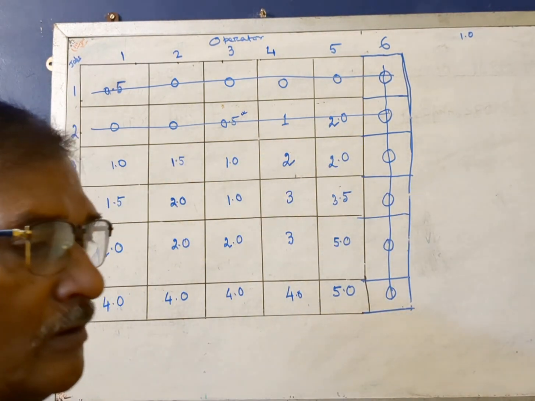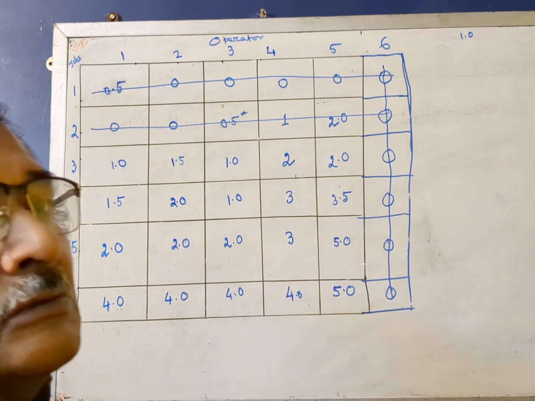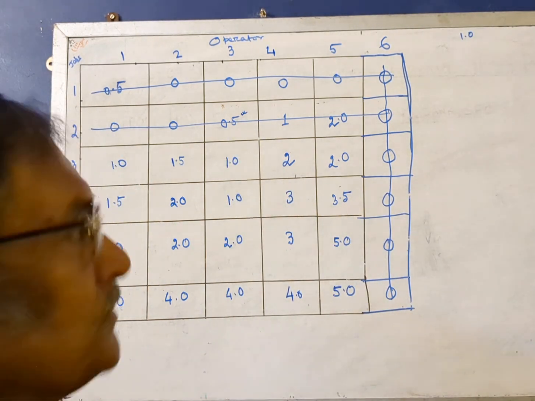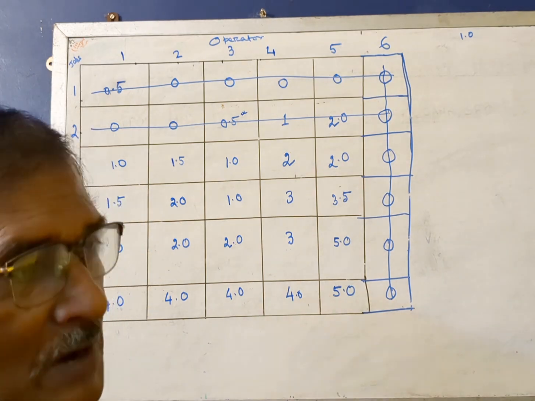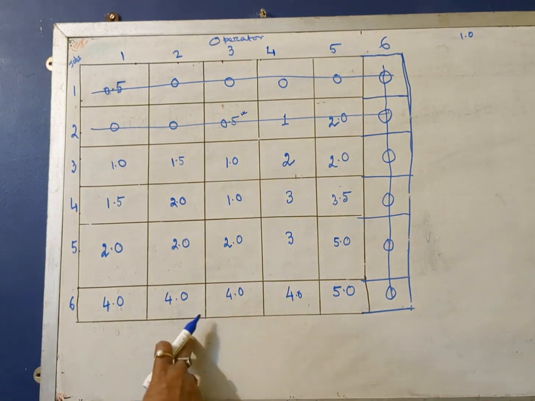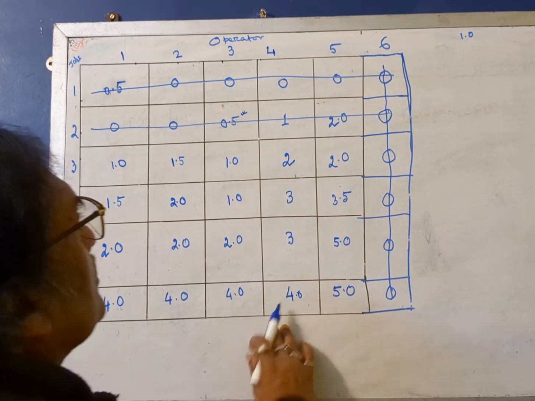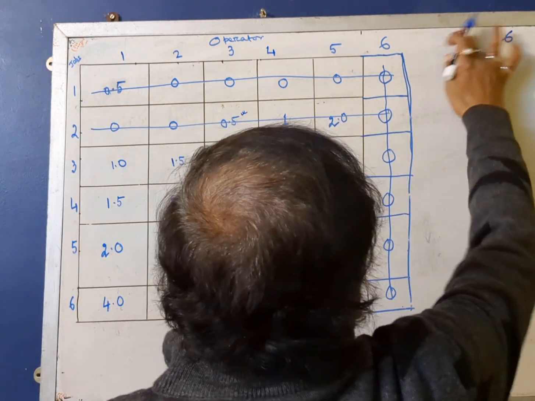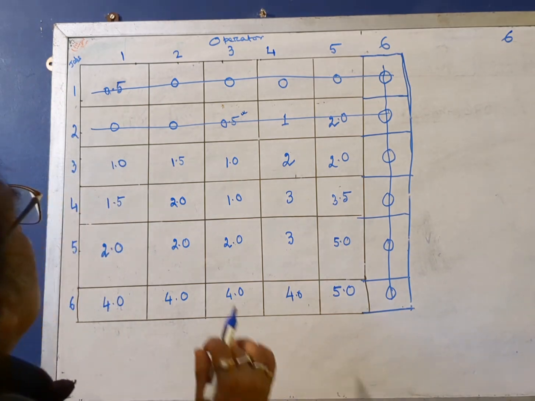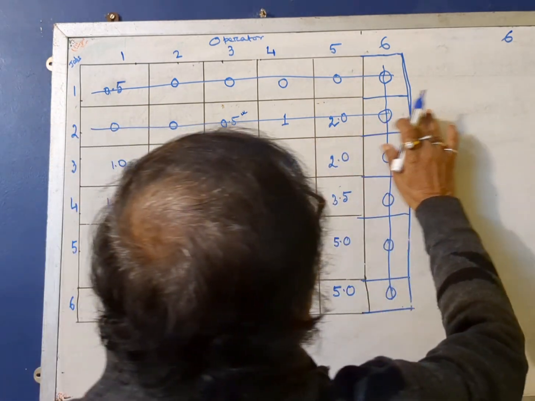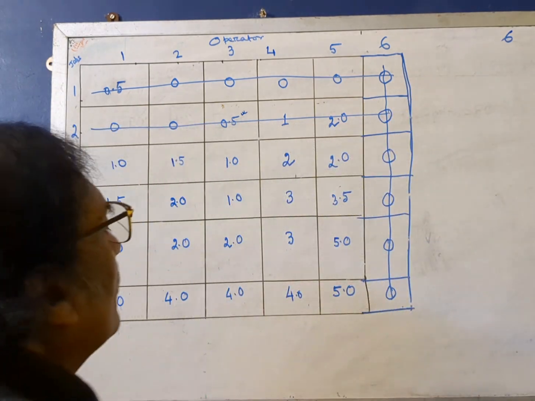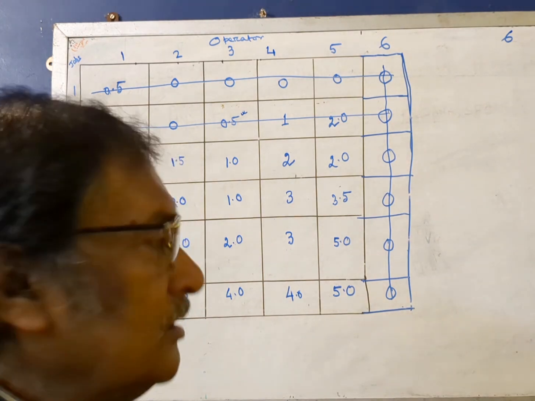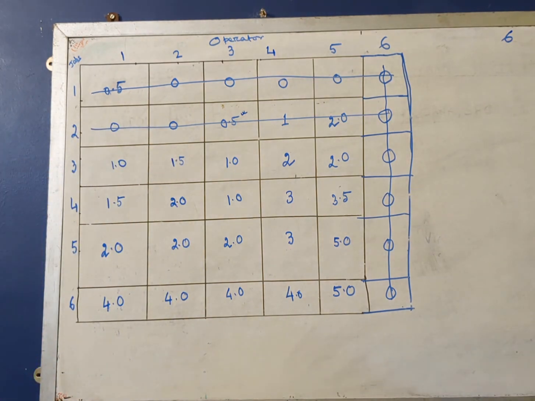The condition for optimum or minimization is that the number of lines must be equal to the order of the matrix. What is the order of the matrix in this case? In this case, the order of the matrix is 6, because 6 rows, 6 columns. But the number of lines required to cover all the zeros is 3. That means we have not reached the optimum.